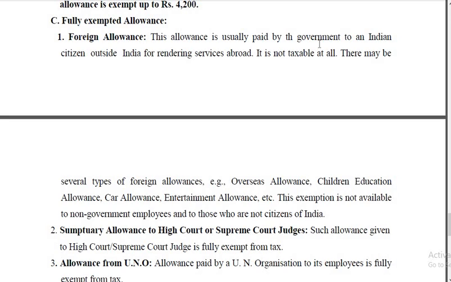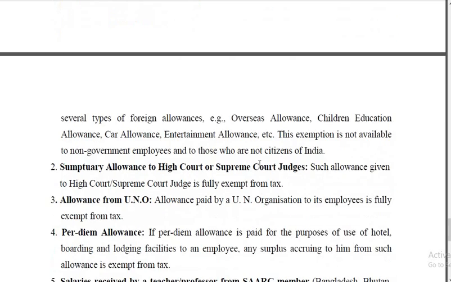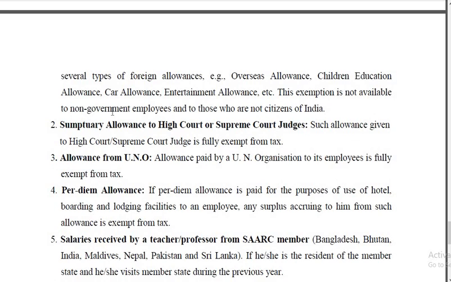In the case of employees who are working for a government outside India, there may be several types of foreign allowances, like overseas allowance, children education allowance, car allowance, entertainment allowance, etc. This exemption is not available to non-government employees and to those who are not citizens of India. So two conditions are to be satisfied: one is citizens of India, second one government employees. Then the next one, sumptuary allowance to High Court or Supreme Court judges, is fully exempt.